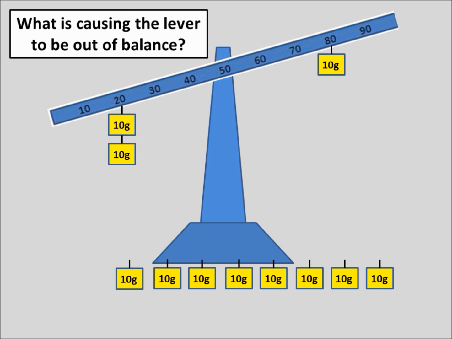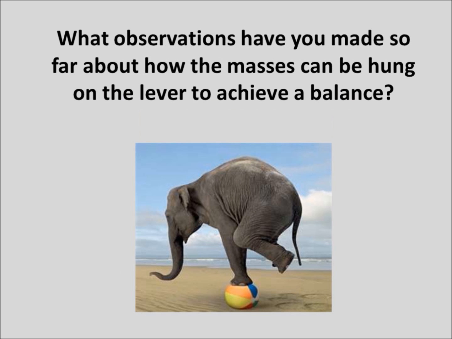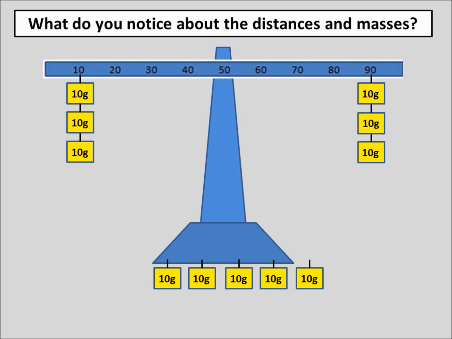What is causing this lever to be out of balance? Although the masses are hung both at 30 units from the center, the 20 grams on the left have a greater force than the 10 grams on the right. What additional questions do you have about the lever so far? What observations have you made so far about how the masses can be hung on the lever to achieve a balance? What do you notice about the distances and the masses?